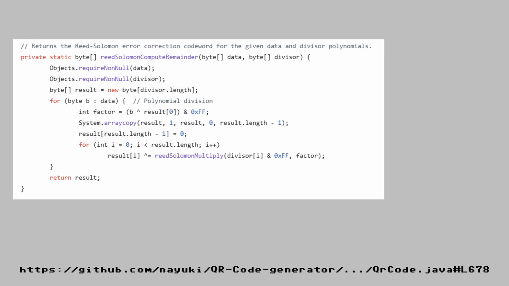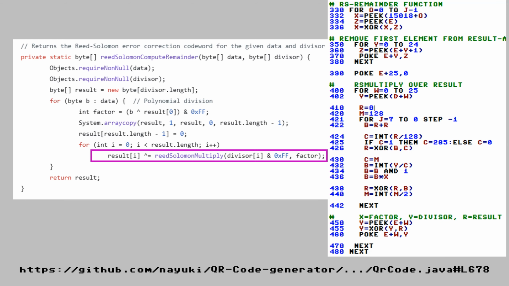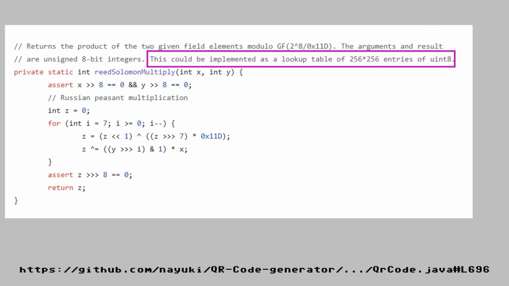So we need to compute an array of remainders, and the input for that is the data stream so far, and an array of polynomials. And these arrays are multiplied over and over again, and the results are exclusively ORed with the result of previous iterations. The comment in the Java code base says this could also be a lookup table of 256 by 256 entries, but that would be 64 kilobytes in size, and that's all the memory we have, more or less.